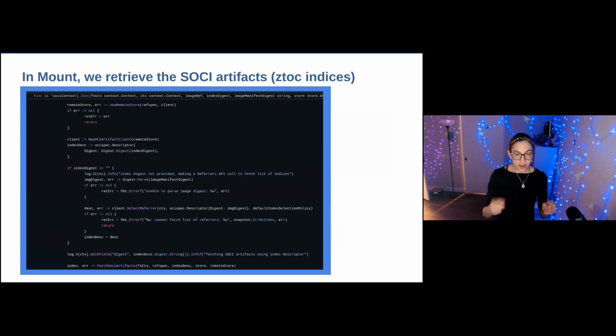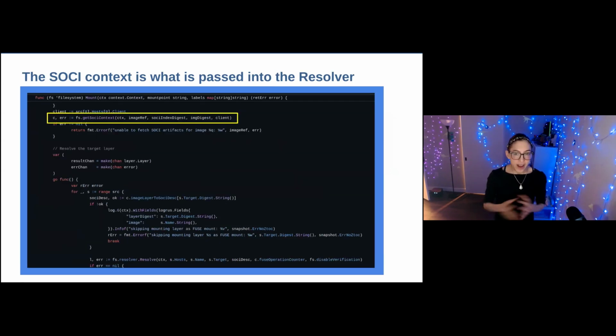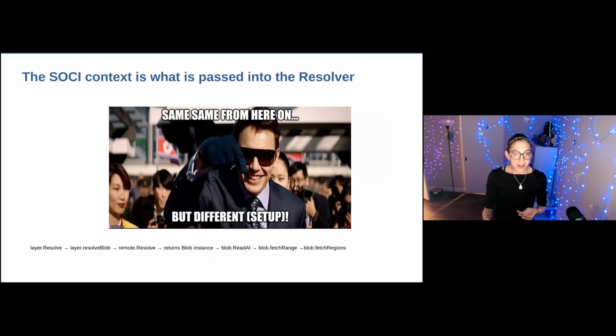Alrighty, let's go back into the snapshotter. So here again, here's the init of the snapshotter. We see that we're retrieving the SOCI artifacts. This is where we're going to get our metadata. We then are passing the SOCI context into that same resolve function that you see on the bottom. And look, from here on, same, but different. So follow where this guy's pointing. We're calling layer resolve blob, remote resolve. That returns blob instance, blob read at, blob fetch range, blob fetch reasons. So high level, the only difference here is where you're putting the metadata about those regions.